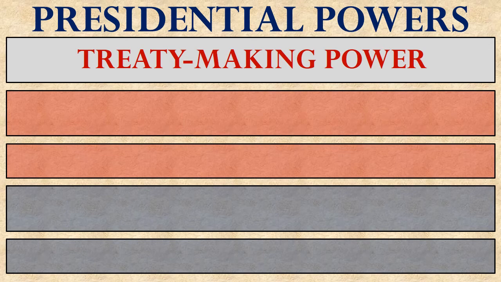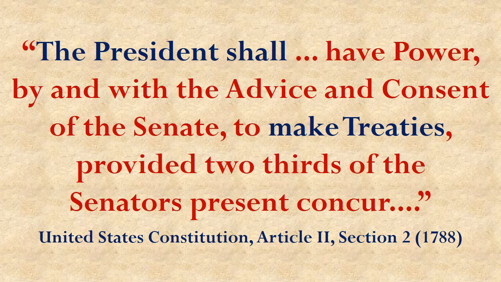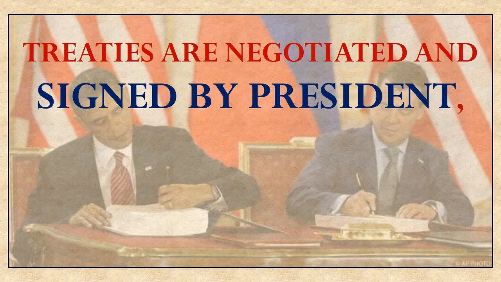So the first power we're going to look at is the President's treaty-making power. In Article 2 of the Constitution, it says that the President shall make treaties. What this is referring to, as it has evolved in American history, is the President's power to negotiate treaties with other countries and then sign them as the President of the United States. But that's only part of the process.